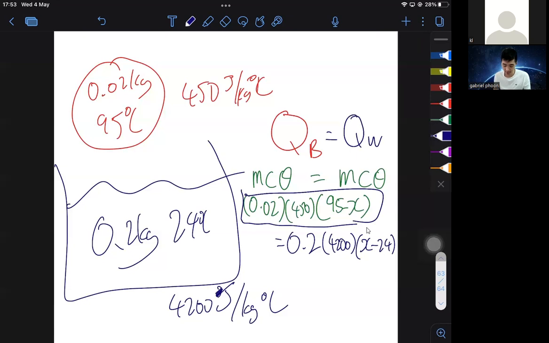Whoever has found X already, please let me know. I want to see. Oh, very good, Jen Lim. Fast and accurate once again. Yep, you're correct already.